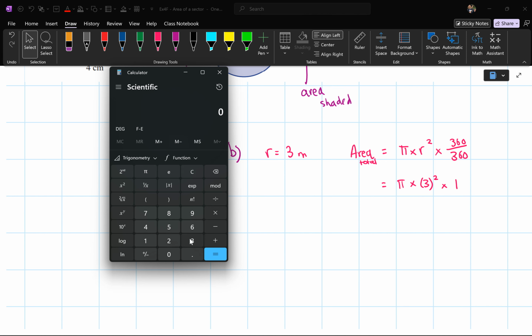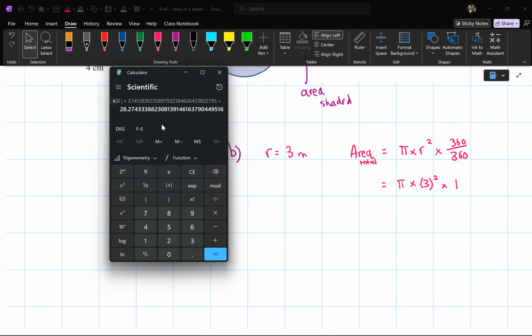So we want 3 squared. And we want to times this by, and I'm going to use a bracket. So notice the line I'm writing up here. It's 360 divided by 360. So that's 360 degrees out of the 360 total. So that's that component. Right? And then I've got to times it by pi. So times, and let's go find the pi symbol. There we go. So if I put it all together now and I press enter, this is my answer.